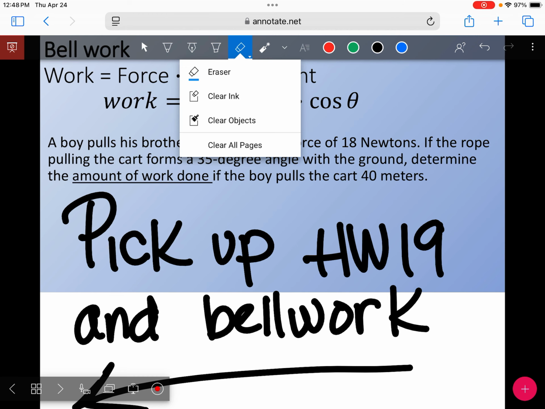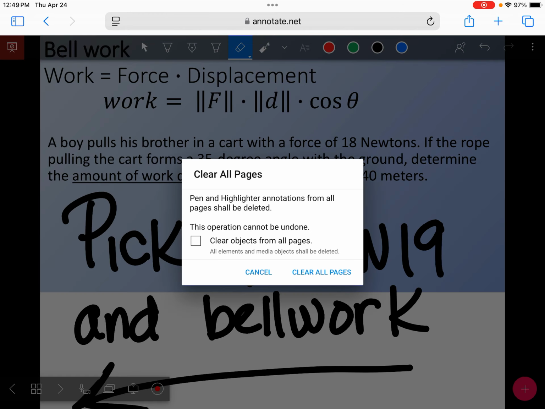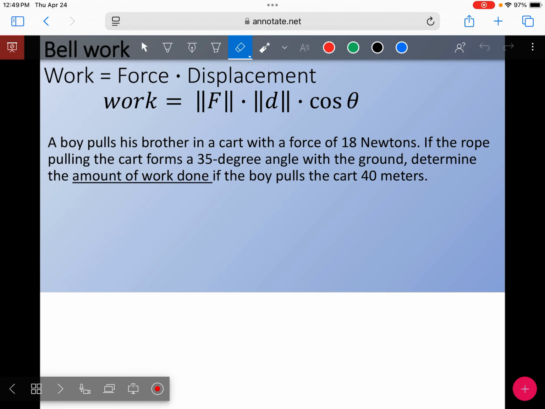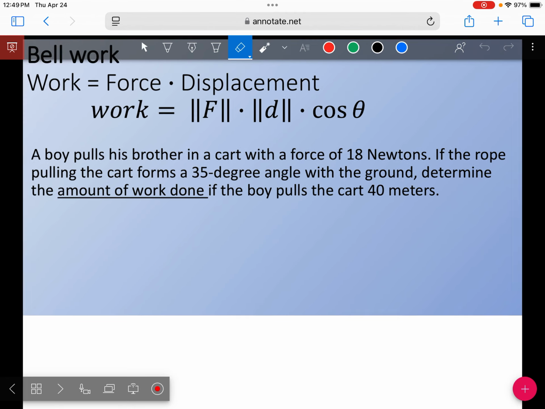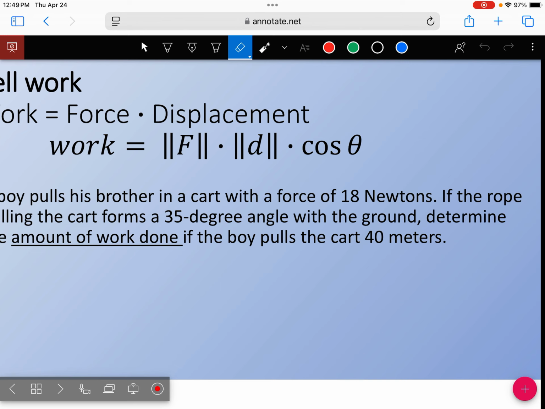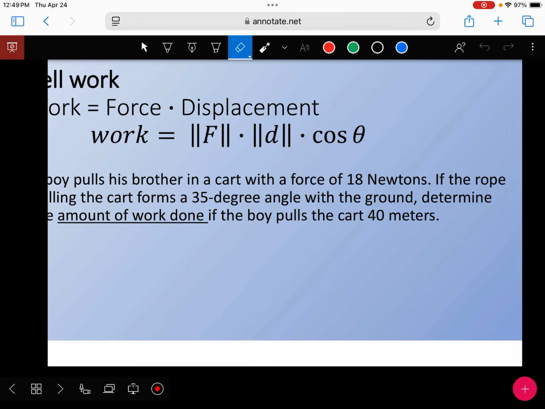So look at our half sheet. And I think this formula is one of the easiest formulas that we will cover this chapter, and it's the formula for work. So to find work, you need to take force times distance times the cosine of the angle.